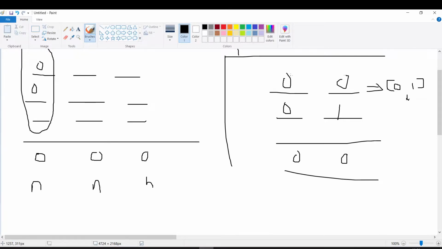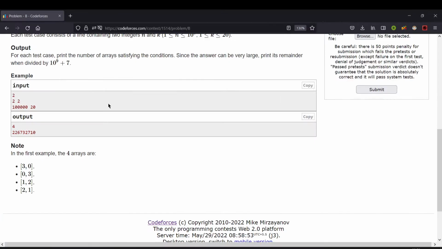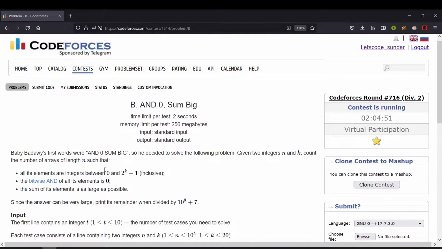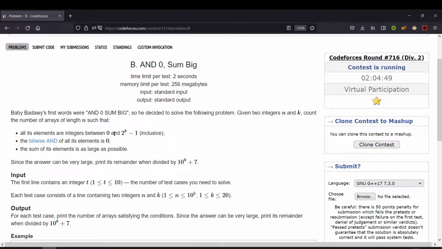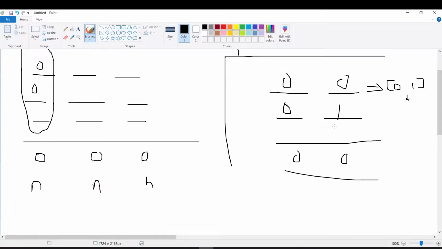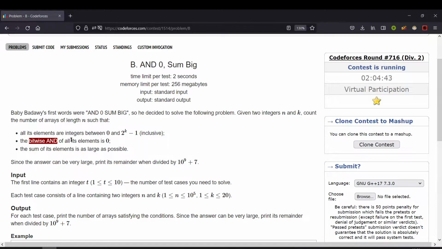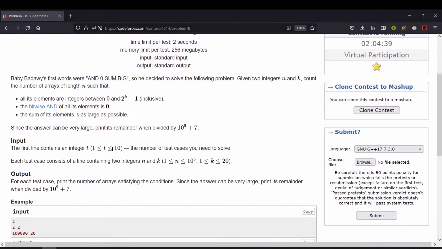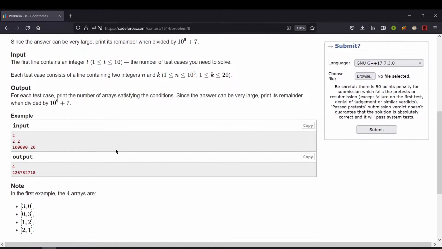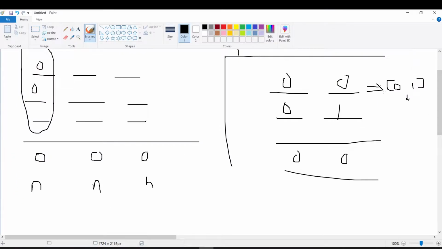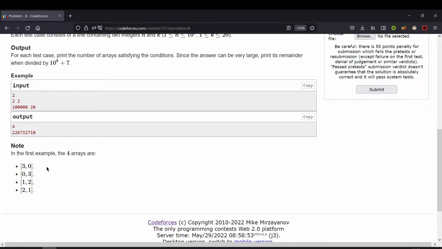If all its elements are integers between 0 and 2 to the power k minus 1, yes, it follows. The AND value is 0. And the sum of its elements is as large as possible. So it doesn't follow the condition, I guess. Yeah, 0 plus 1 is 1. But the thing is, we can get some value of 3.